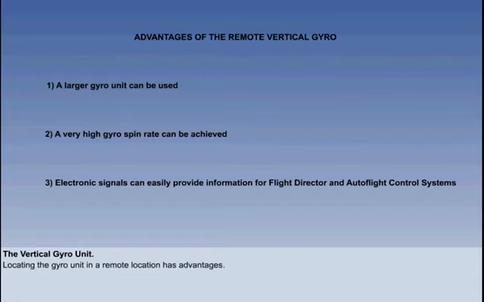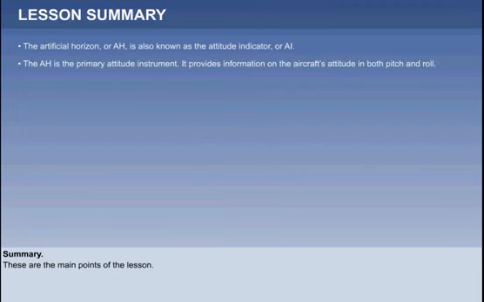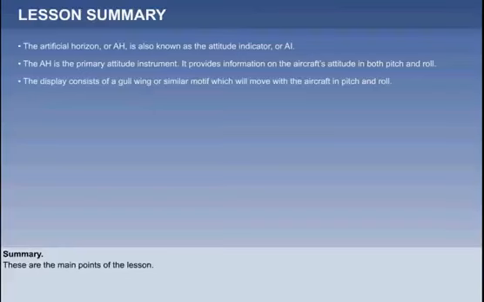This concludes the lesson. A summary of the main points of the lesson follows. The artificial horizon, or AH, is also known as the attitude indicator, or AI. The AH is the primary attitude instrument. It provides information on the aircraft's attitude in both pitch and roll. The display consists of a gull wing or similar motif, which will move with the aircraft in pitch and roll. An earth gyro stabilizes the horizon image in the earth horizontal.